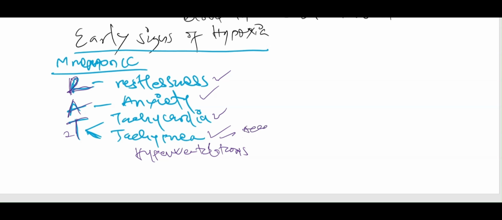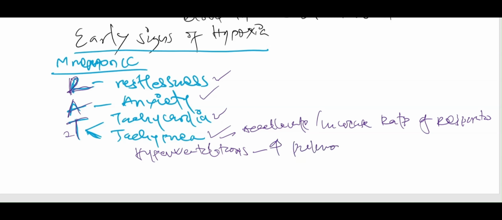Tachypnea is simply accelerated or increased rate of respiration or breathing, while hyperventilation is increased pulmonary ventilation, that is increased air entry or air exit out of the lungs, that is more than body requirement, and sometimes it can lead to respiratory alkalosis.